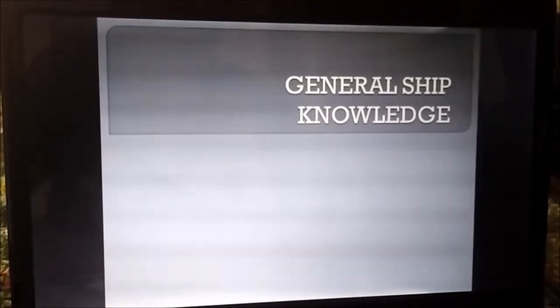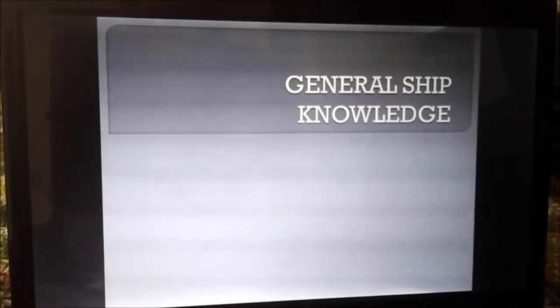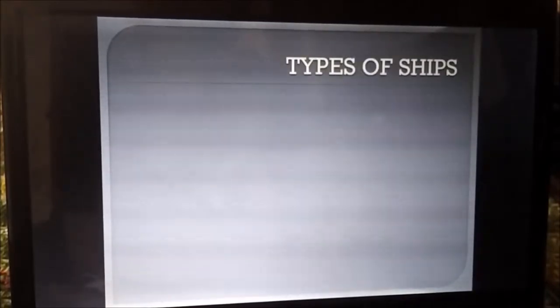Today we have an introduction to the types of ships, and it is also one of the most interesting chapters in GSK, General Ship Knowledge. So let's begin with the types of ships.